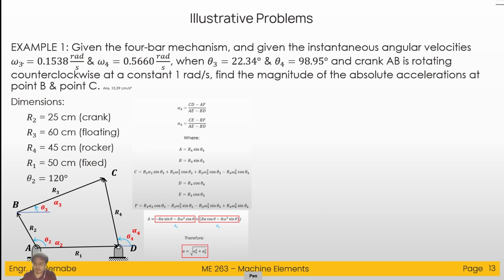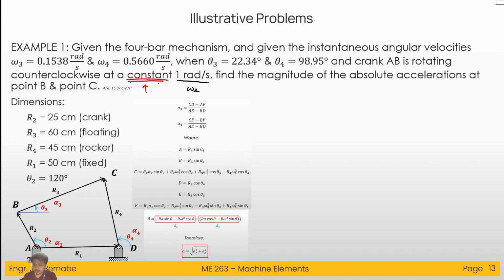Angular velocities: you have omega 3, omega 4, and actually this is also omega 2. So this is your omega 2, and then you have the angles given, theta 3, theta 4, and then what else? You have the lengths given, and also theta 2. And then what we want to find is the magnitude of the absolute accelerations at point B and point C. It is moving at a constant angular velocity. Remember that this is a constant angular velocity.